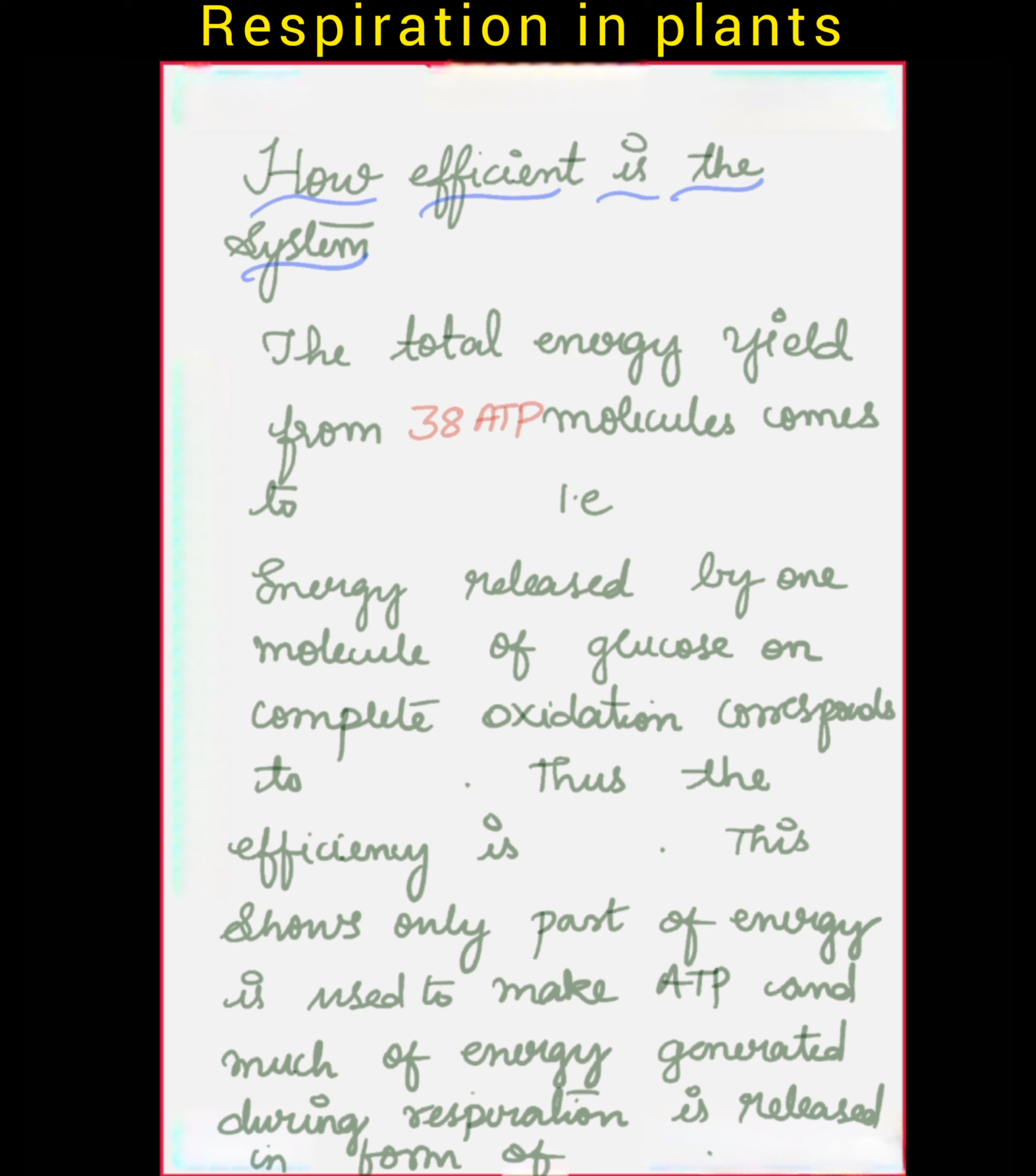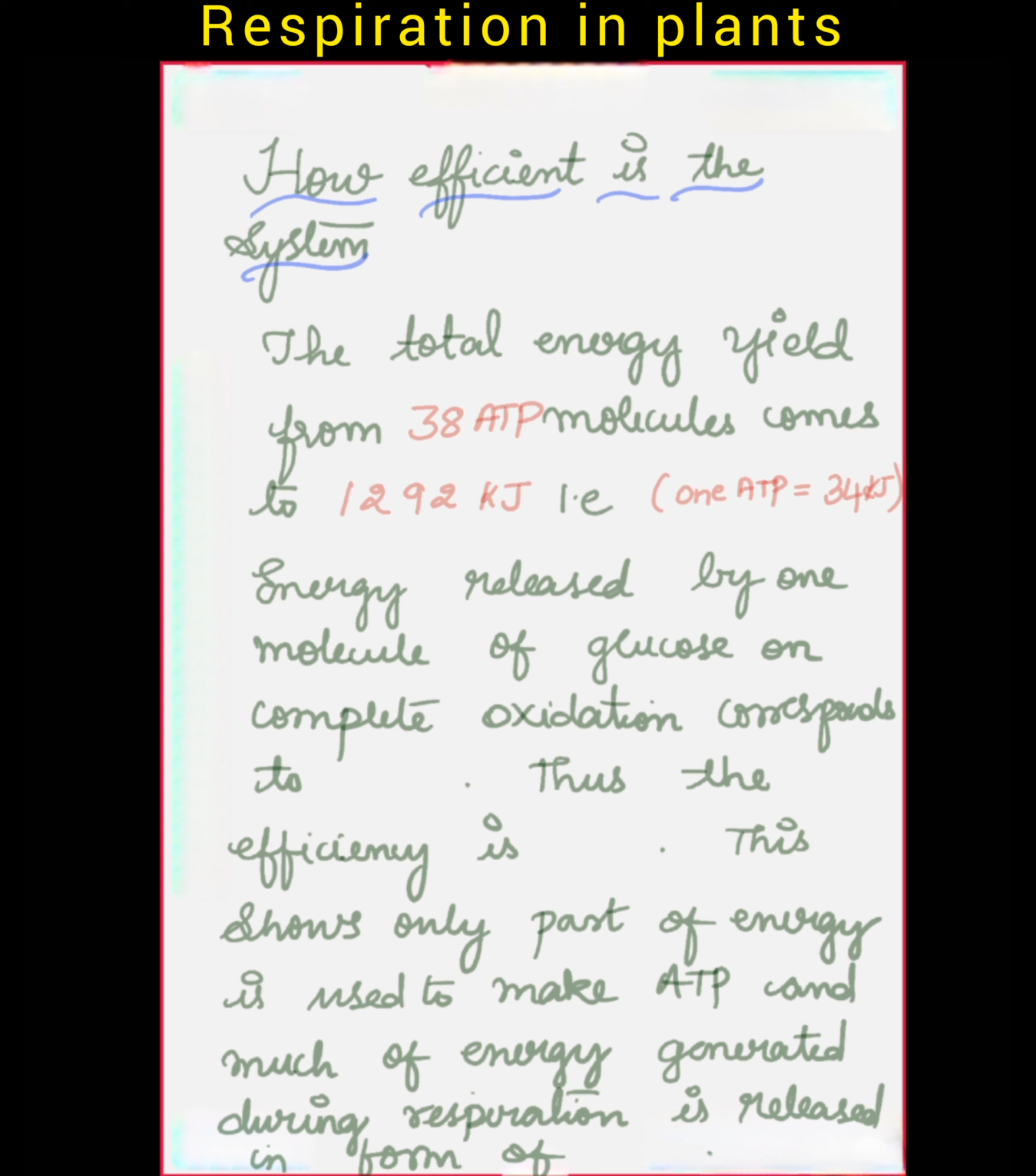So totally, 38 ATP molecules are produced. How much energy does that come to? That is 1292 kilojoules of energy produced from 38 ATP molecules. If we calculate for 1 ATP, how much energy do we get? That yields 34 kilojoules. So 1 ATP yields 34 kilojoules of energy.